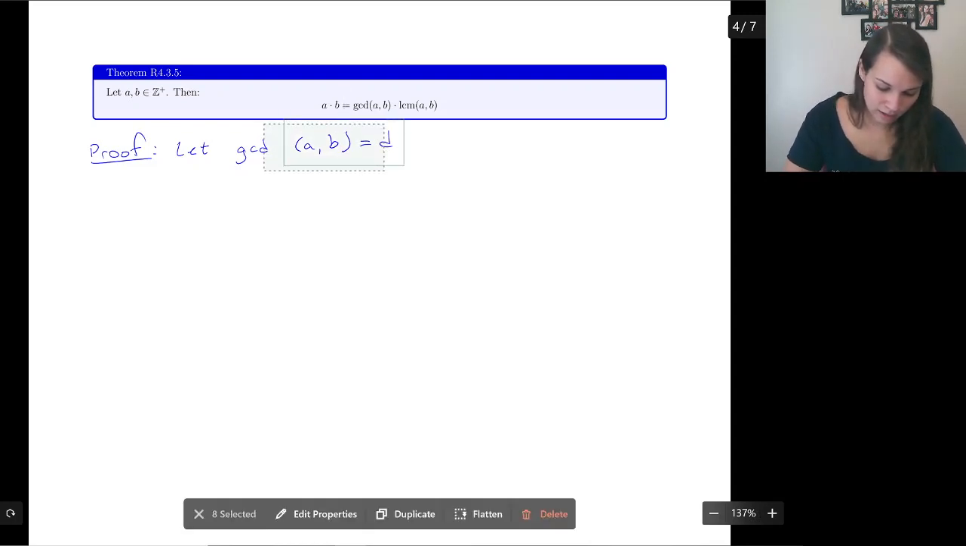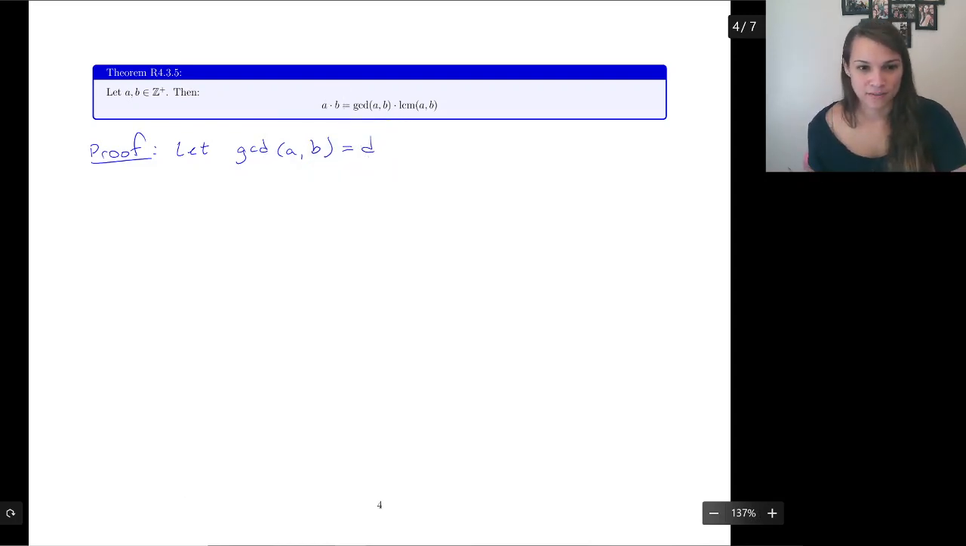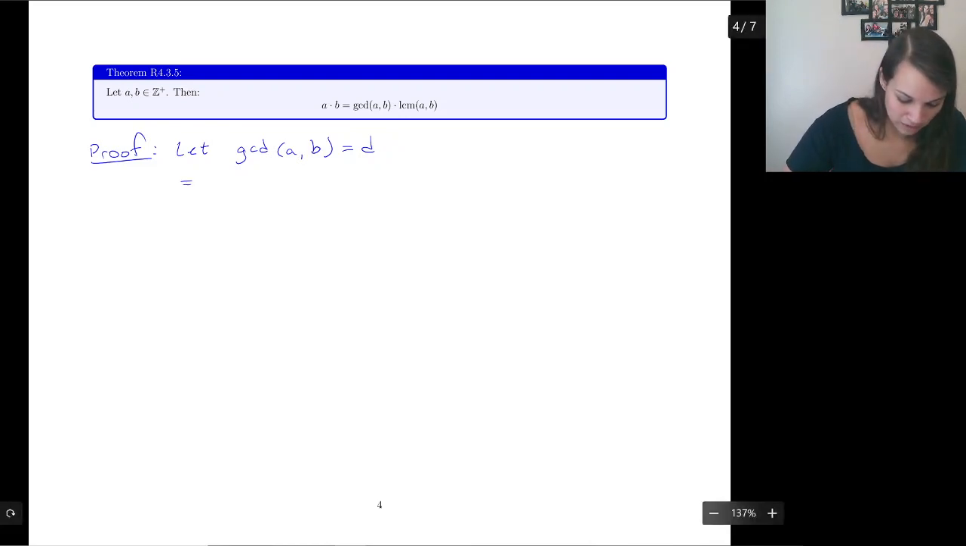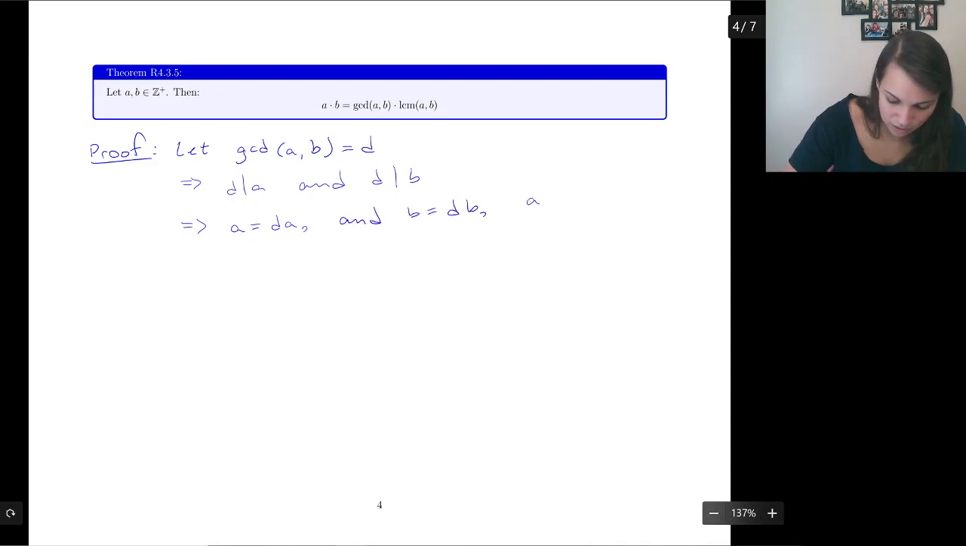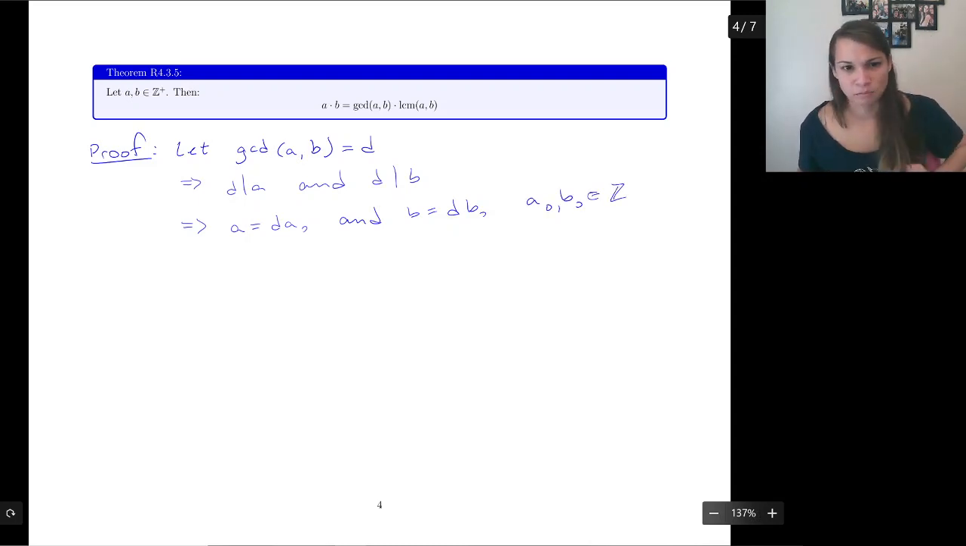And then now that we have this, we know from the definition of GCD that D is going to divide A and D is going to divide B. And then we know what divides means. We can write this as A equals D times A naught and B equals D times, we'll say B naught. Just so that we have easy notation to keep track of where A naught and B naught belong.